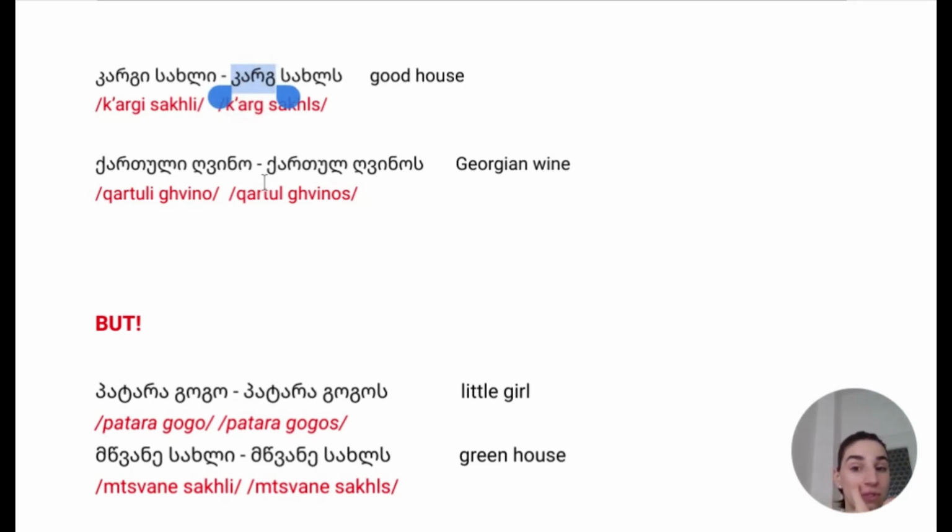Okay, doesn't sound difficult. Kartuli ღვინო means Georgian wine, okay? But if you want to say it in dative case, ღვინო becomes ღვინოს. You don't remove anything because it ends with o, and you add s. Kartuli becomes kartul, okay? Good.